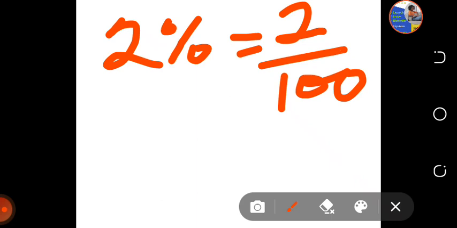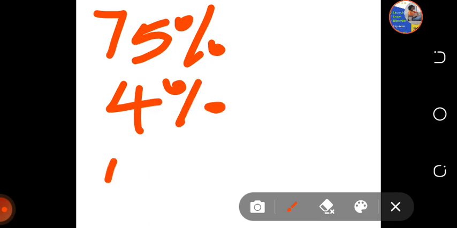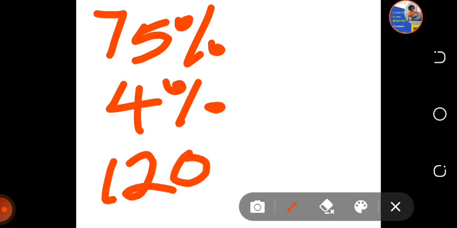Now let's have a few examples. Let's look at this example. The first one, 75%. The second one, 4%. The third one, let me use 120%, something bigger than 100. So we're going to look at how to convert each of these to a fraction. Let's start with 75%.